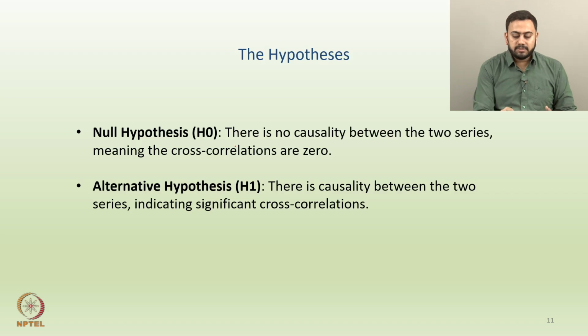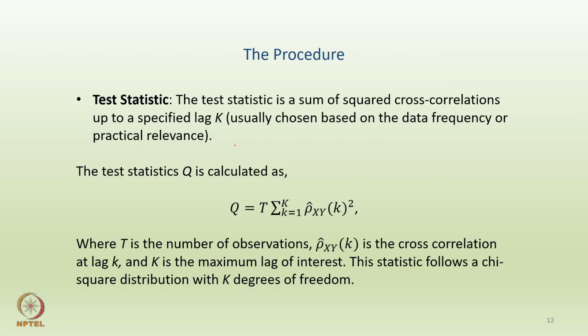Right. Now, as in all the earlier tests that we have seen in the last lecture, the H naught stays pretty much the same, that there is no co-integration or there is no causality between the two series, and alternatively there exists some co-integration or there exists some causality between xt and yt, and so on.